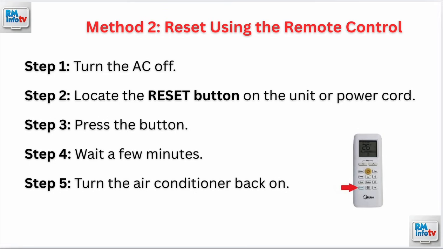Method 2, reset using the remote control. So step 1, turn the AC off. Then locate the reset button on the unit or power cord. Next, press the button and wait a few minutes. Then turn the air conditioner back on.